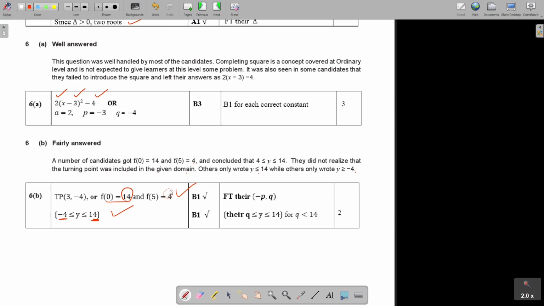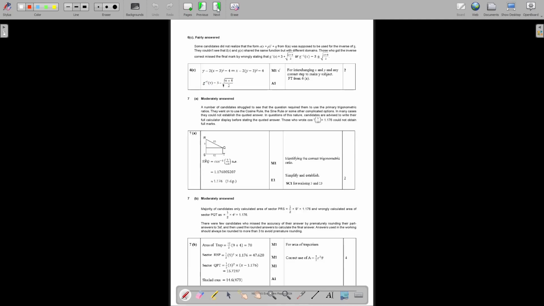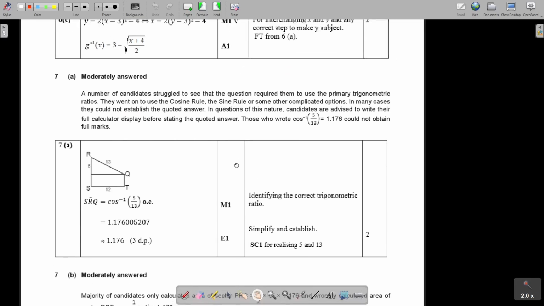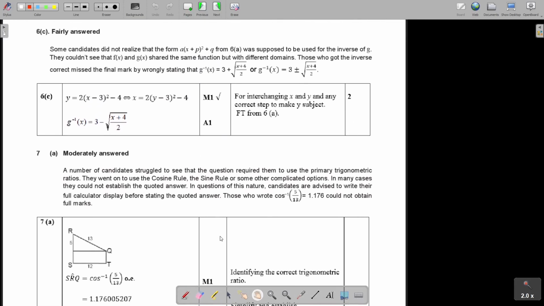Okay, so then the next one, the last question. Let's just look at the last question. Let's make it bigger so that you can see better. Okay, so this was also fairly answered. What they say: some candidates did not realize that the form for C was supposed to be used. So always look up to A or B for the inverse. They could see that g shared the same function but with different domains.